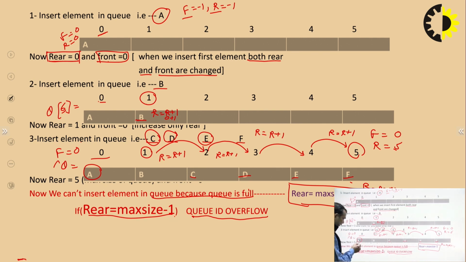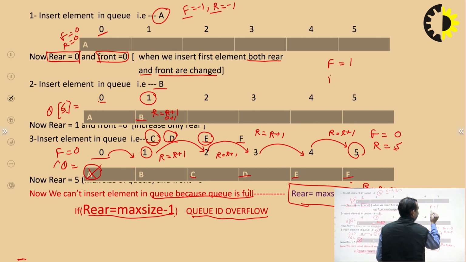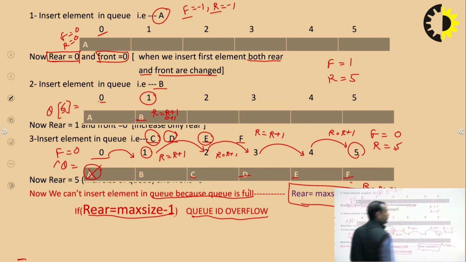Okay, so now when we have to delete this A, what we do is increase the value of front. Now front equals 1 and rear equals 5. Again, if we have to delete an element, the element indicated by front is deleted, which means we have to delete the element B.